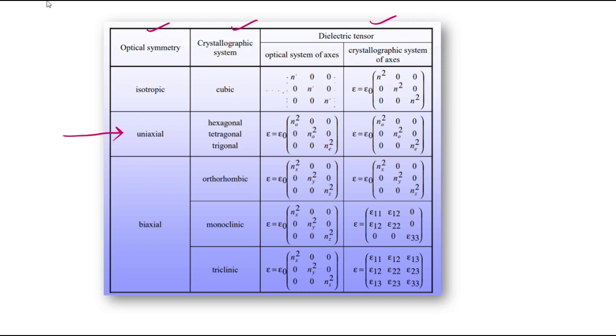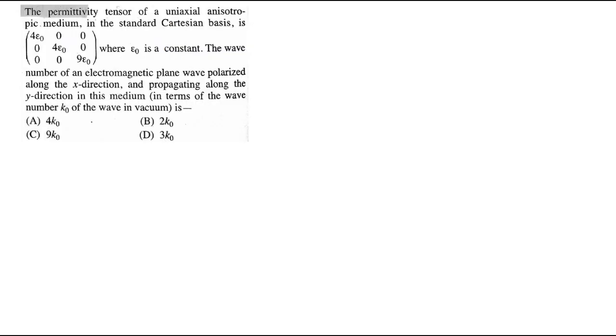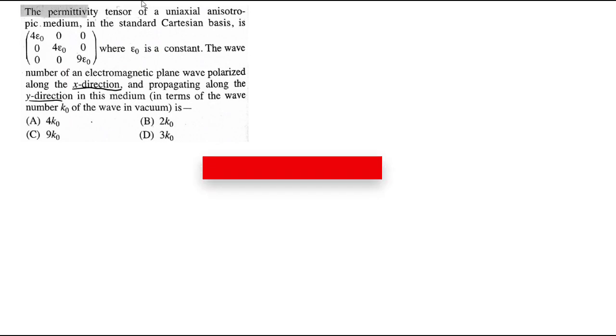You can see that here we have n0, n0 and ne. Similarly, you can see that these two values are the same and this is ne. So these are the form of a uniaxial anisotropic crystal. By the way, this looks like a very complicated problem, but it is not. So how will you solve this? It is said that the wave is polarized along the x direction and propagating along the y direction. So how should we proceed?